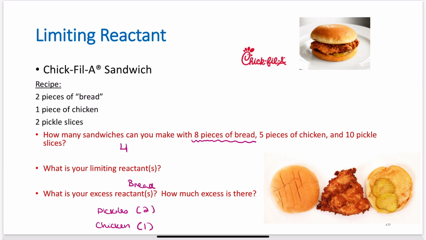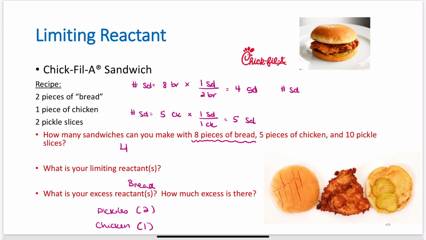But what if I was to do this by stoichiometry? I would say, how many sandwiches can I make with each species? If I have 8 pieces of bread, I know that each sandwich takes up 2 pieces of bread. That's giving me 4 sandwiches. If I look at my sandwiches based on my chicken, I have 5 pieces of chicken. 1 sandwich takes 1 piece of chicken. I could make 5 sandwiches.